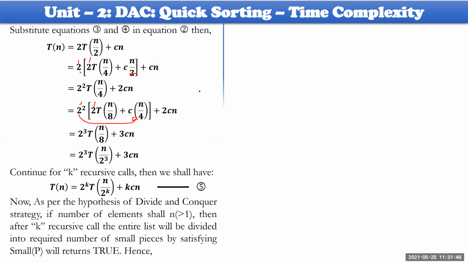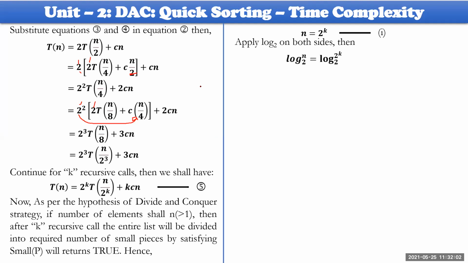theory, we would like to consider n equal to 2 power k. What does it mean? n by 2 power k equal to 1. That is the meaning, equation number 2. Apply log base 2 on both sides. You will get log base 2 n is equal to log base 2 2 power k. Then finally you could get k equal to log base 2 n. Okay, this is equation number 2.